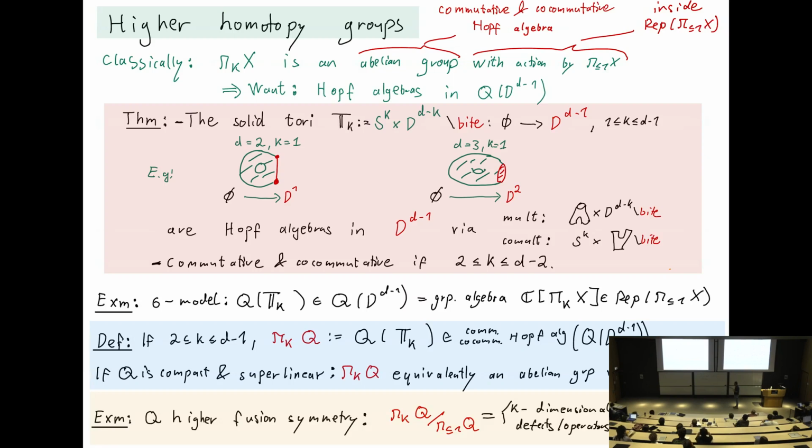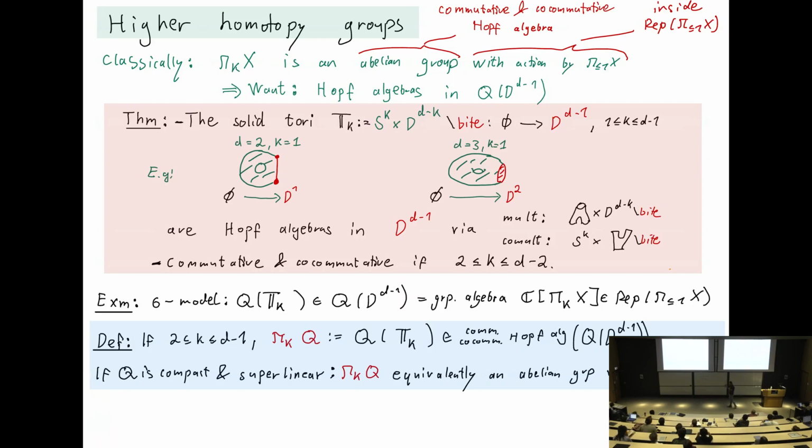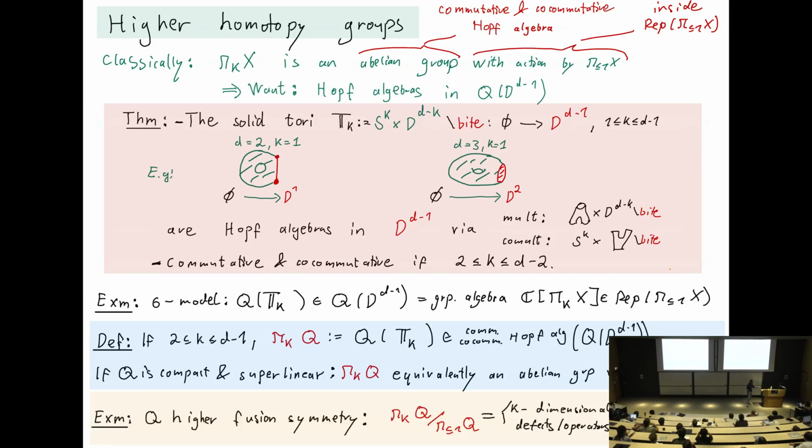Let me remind you that this does not mean that the symmetry is invertible. There are actual non-invertible symmetries, and you can still extract this data from them. Let me be very concrete. You can now ask, what is this pi k Q in the case where you have higher fusion symmetry? I won't tell you this now, I can tell you in the break. But what I will tell you is that this is not just an abelian group. It's an abelian group with an action by a group.